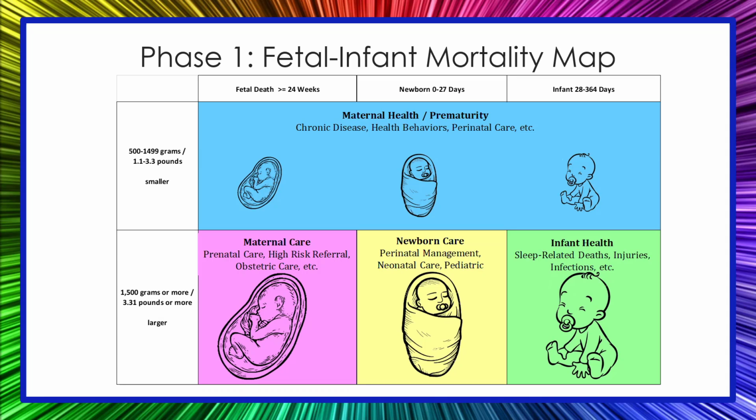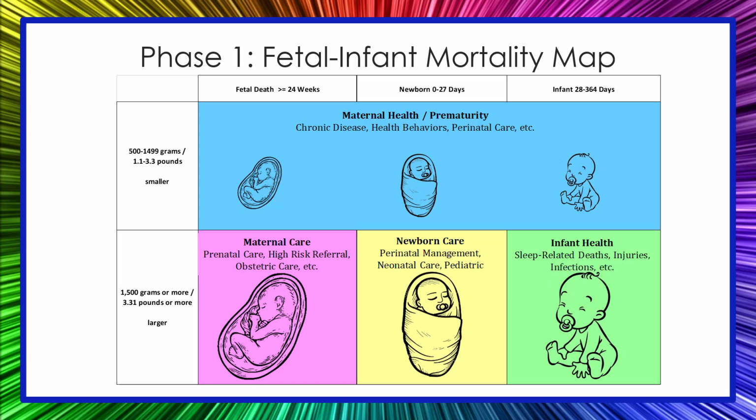In PPOR phase one, we fill in the fetal infant mortality maps. We use vital statistics data from MDH, including birth records and infant and fetal death records. The analysis we're currently doing includes records from 2014 to 2018 from Ramsey and Hennepin counties. The analysis begins by dividing infant and fetal deaths into 4 perinatal periods of risk based on birth weight and age at death. This is useful because the causes of death tend to be similar within each category.